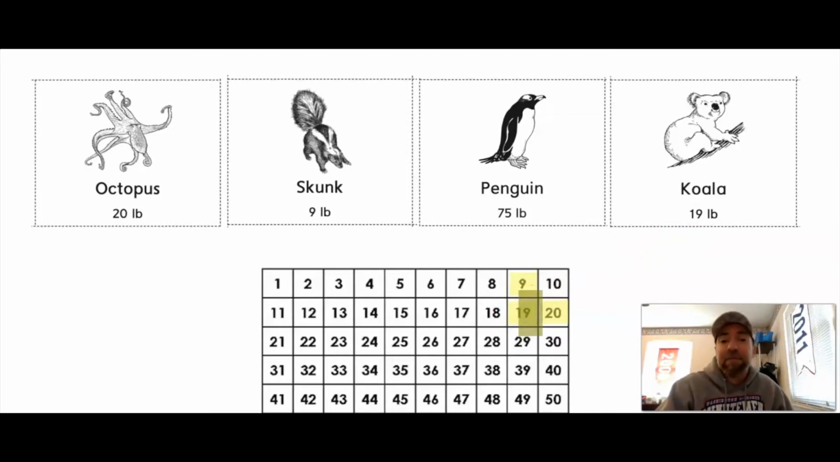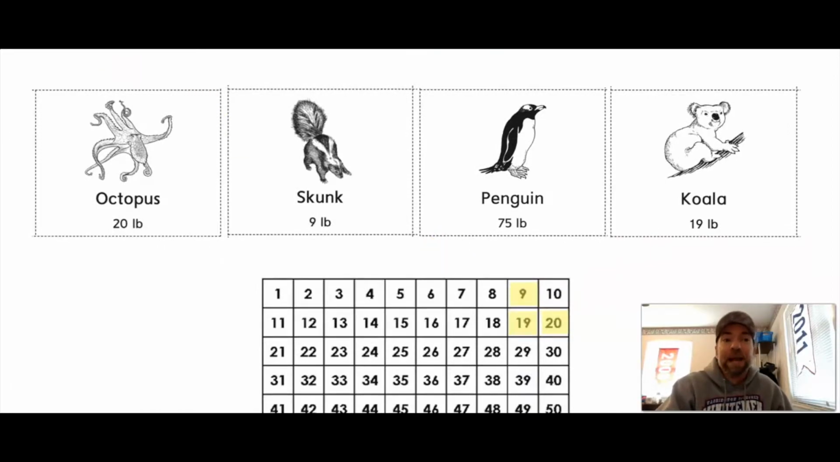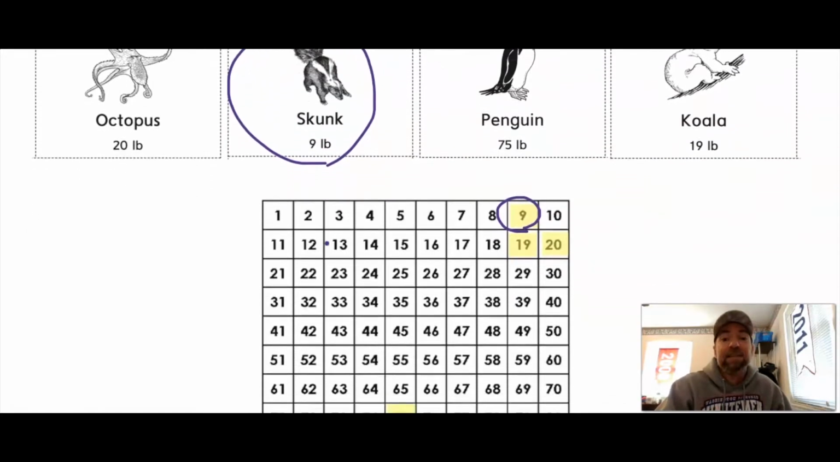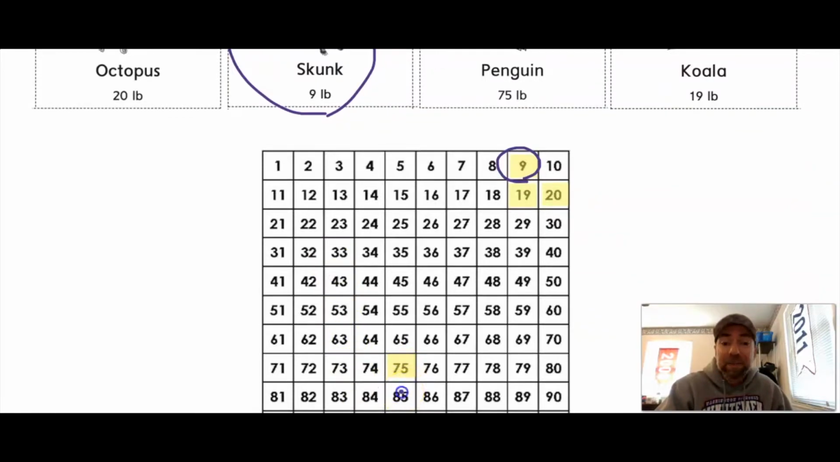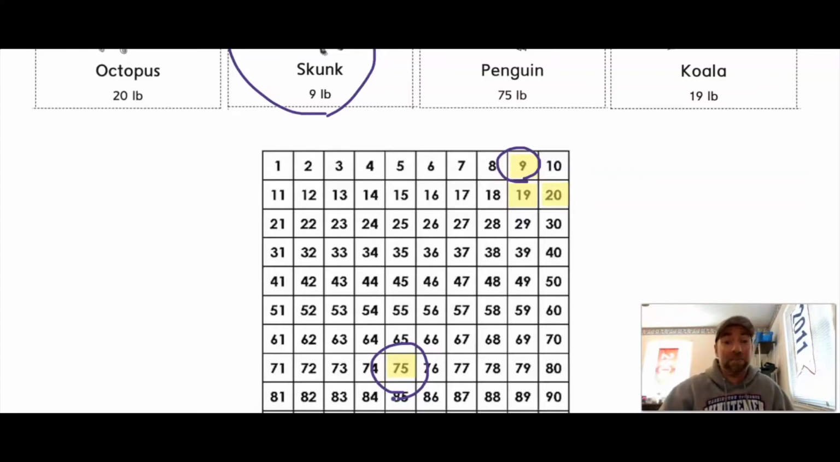Now, if I was asking for the lightest animal, that's going to be the first number that I get to when counting. 1, 2, 3, 4, 5, 6, 7, 8. There it is. I get to the number 9 first. So our skunk is the lightest. If I had asked for the heaviest, that number 75 comes after all of the other ones. So our penguin would have been the heaviest of the animals. Awesome job. You can go ahead and clear off your number grid.